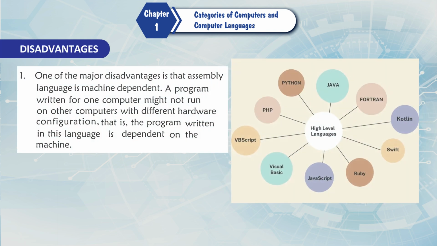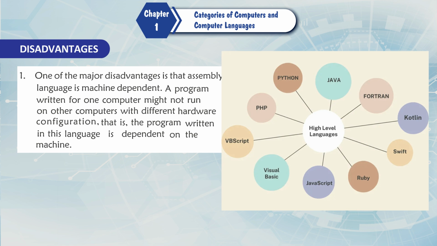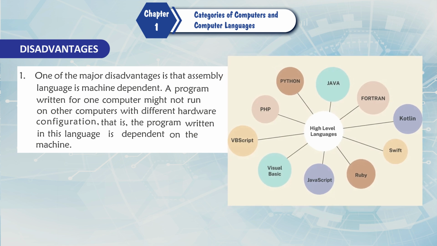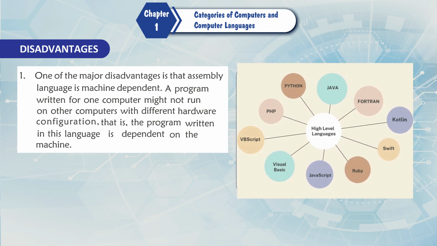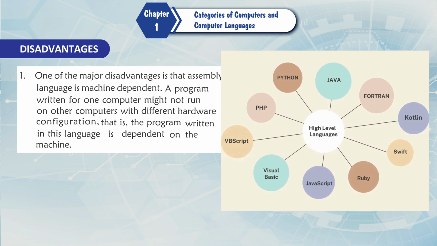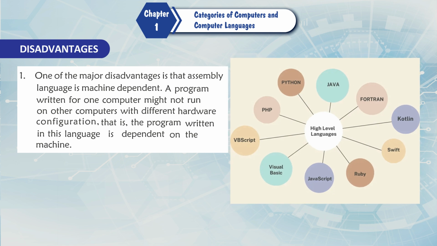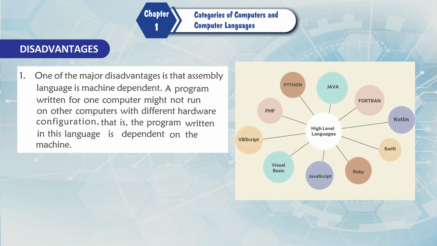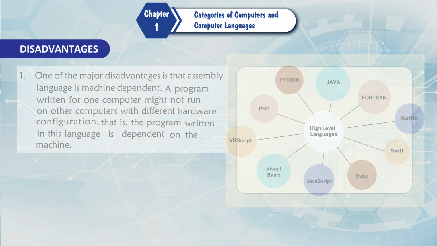Disadvantages. One of the major disadvantages is that assembly language is machine dependent. A program written for one computer might not run on other computers with different hardware configuration. That is, the program written in this language is dependent on the machine.